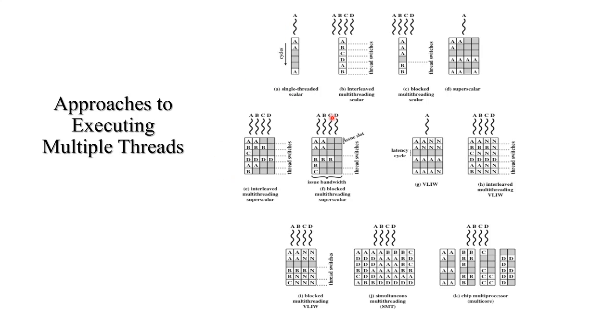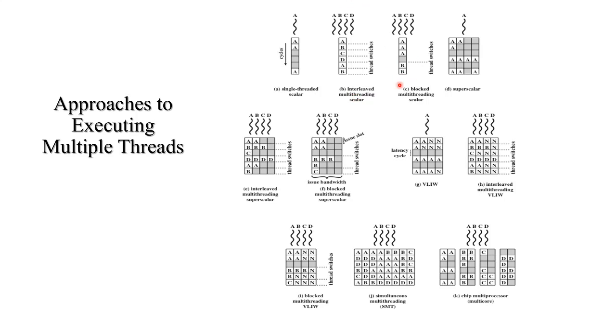The first three figures illustrate the different approaches with a scalar, that is, a single-issue processor. The first is the single-threaded one, a very simple pipeline found in traditional RISC and CISC machines with no multithreading. The second is the interleaved multithreaded scalar. This is the easiest multithreading approach to implement. By switching from one thread to another at each clock cycle, the pipeline stages can be kept fully occupied or close to fully occupied. The hardware must be capable of switching from one thread context to another between cycles.